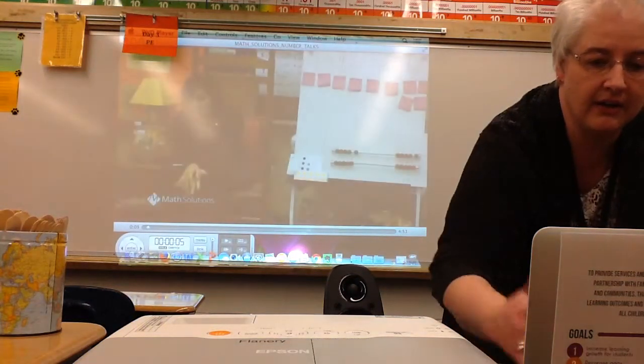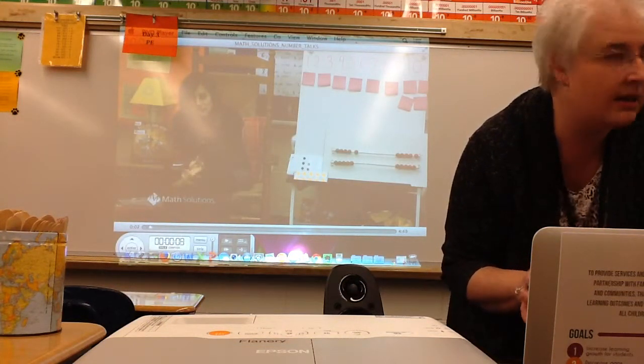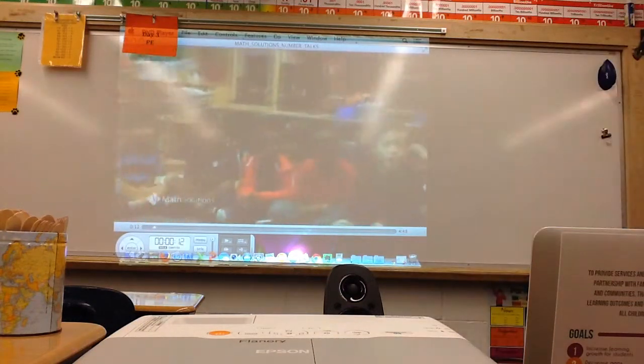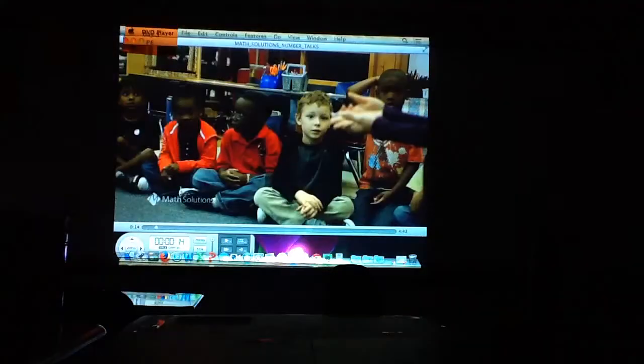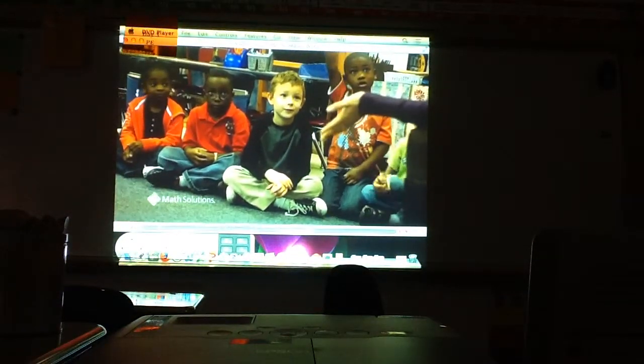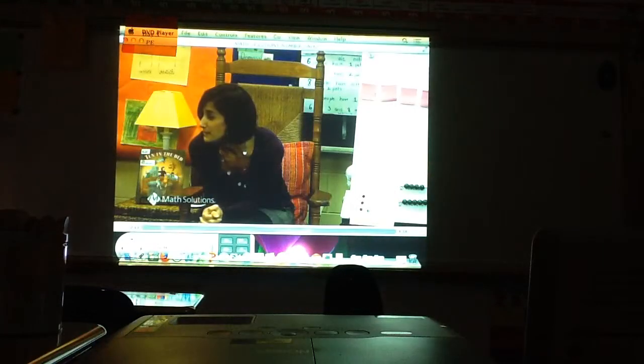We've been reading some counting books. Tell me what you know about counting books. They start with 1 or 0. Okay, and then what? 2, 3, 4, 5, 6, 7, 8, 9. Okay, so sometimes they do that.